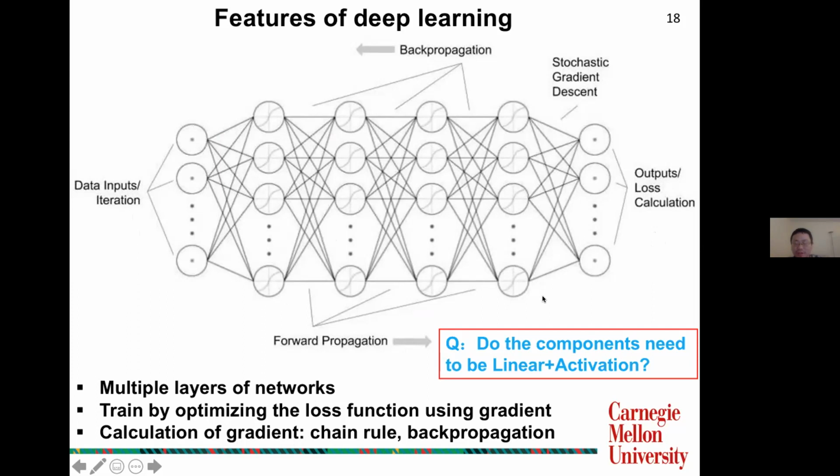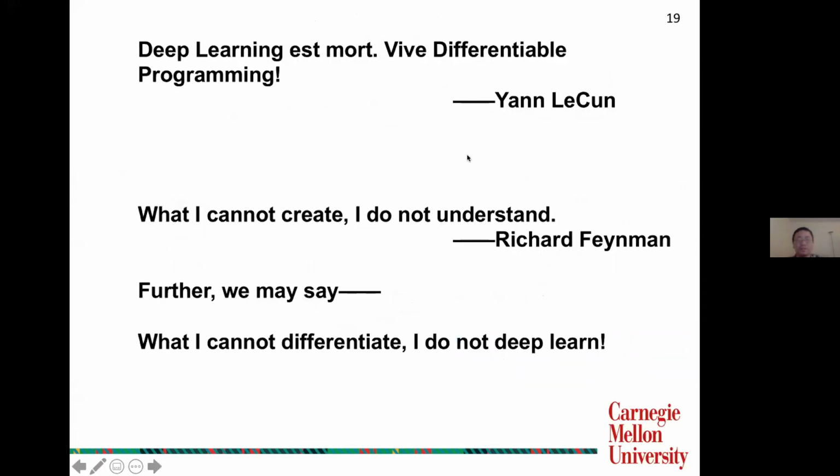So the question here is: do the components need to be a linear function plus the activation function? The answer is no. A guy in the machine learning community said his opinion is actually a mix of English and French, I guess. But his meaning is that we should use a more general point of view about deep learning. We shouldn't limit it to deep learning. We should extend it to differentiable programming.